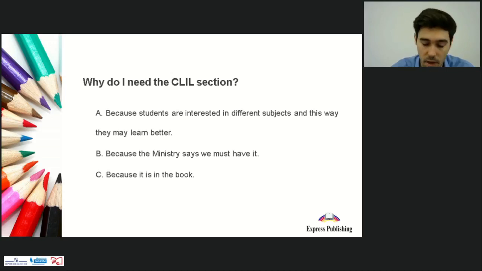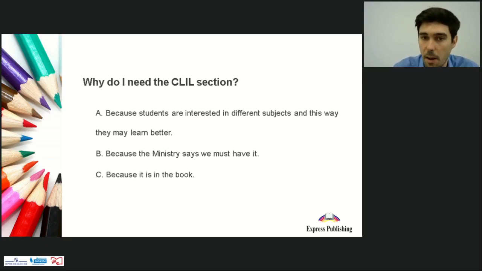So in our classrooms, of course we'll have students that perhaps are not very interested in English. So through CLIL, this can help us to find perhaps subjects that are more interesting to them. We may have students that are more interested in science or maths than English. So why not use these subjects as a way to study English at the same time? This is why we'd have for this question answer A. Students are more interested in different subjects, and it's a way for them to learn better, perhaps.